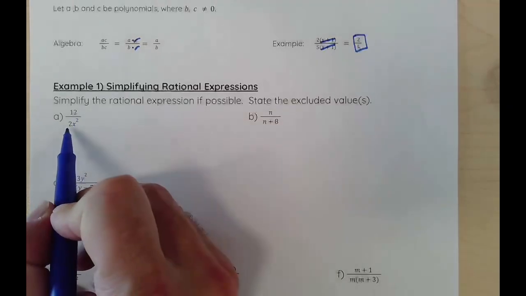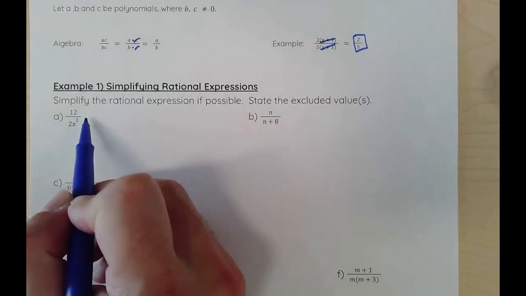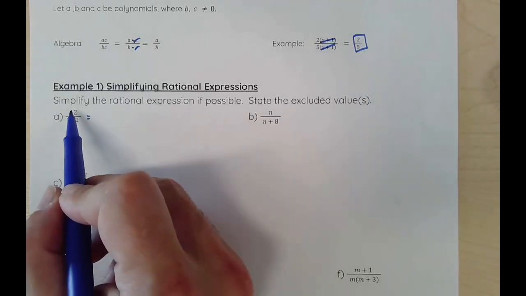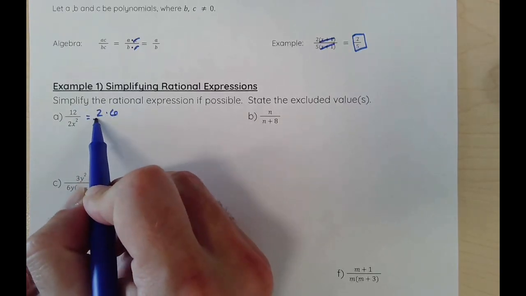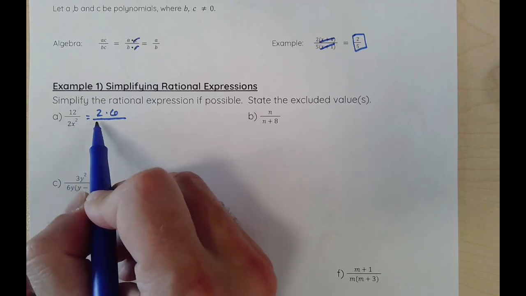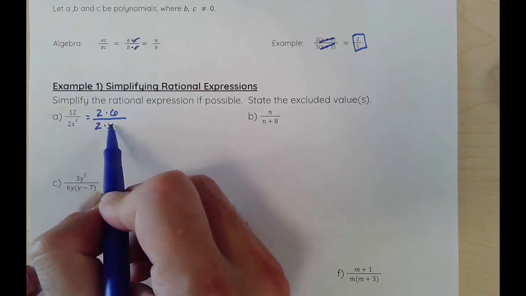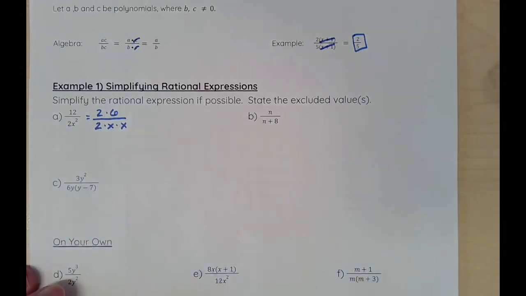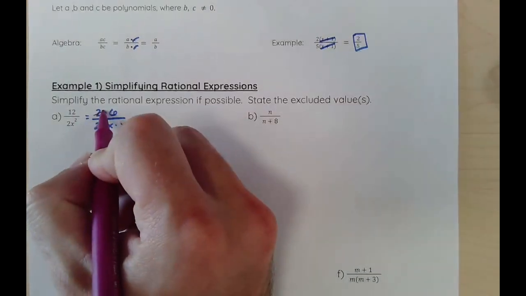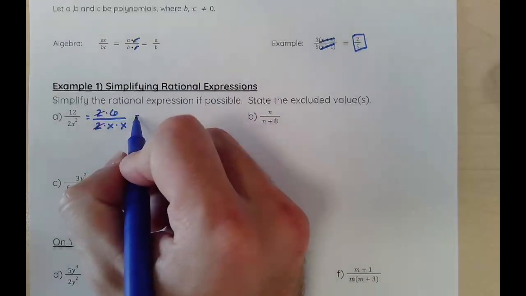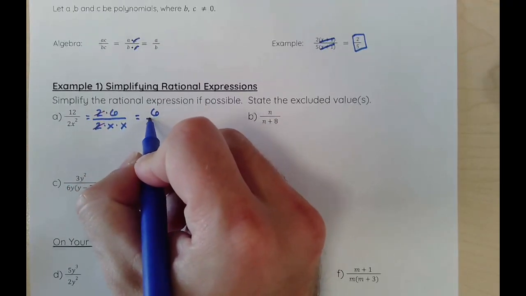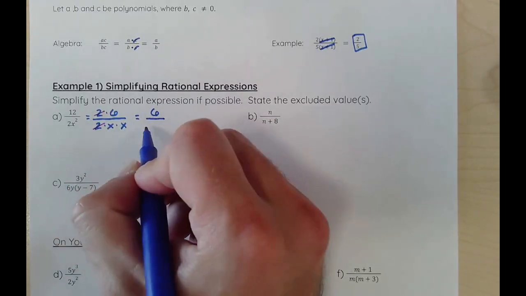12 divided by 2x squared. I can write 12 as 2 times 6, and 2x squared would be written as 2 times x times x. Now, if I look for what I can cancel out, I can cancel out a 2 and a 2. Nothing else between the numerator and denominator will cancel. This will leave me with 6 over x times x, or x squared.